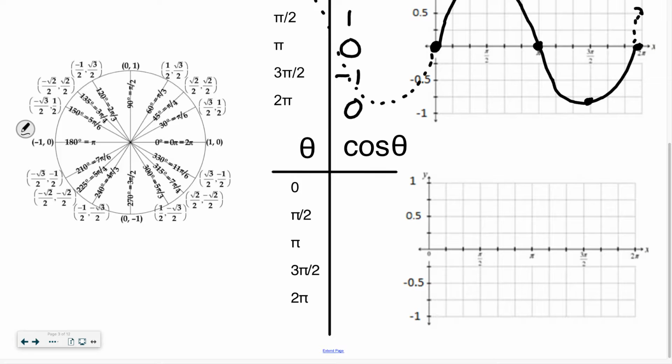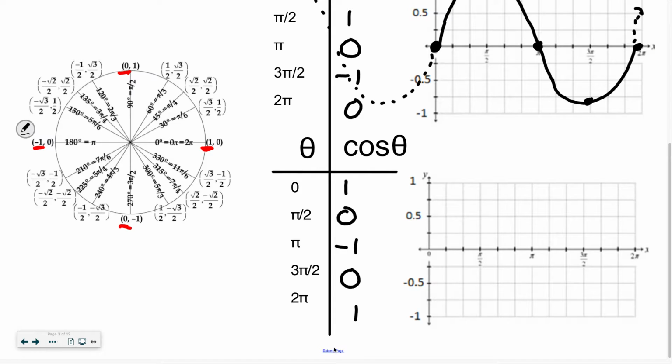What are you looking at around the unit circle to do cosines? The x's. So I'm looking at my quadrantals. I'm going to go 1, 0, negative 1, 0, back to 1. 1, 0, negative 1, 0, 1. Which means your graph is going to look a little bit different.